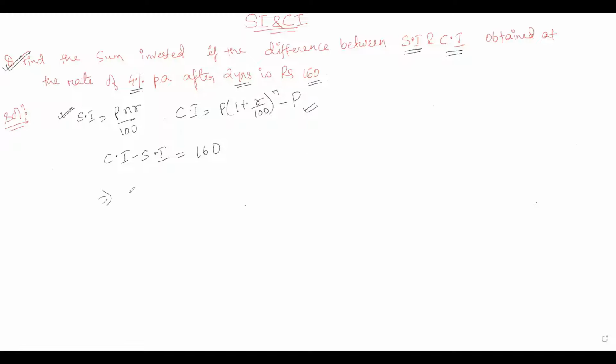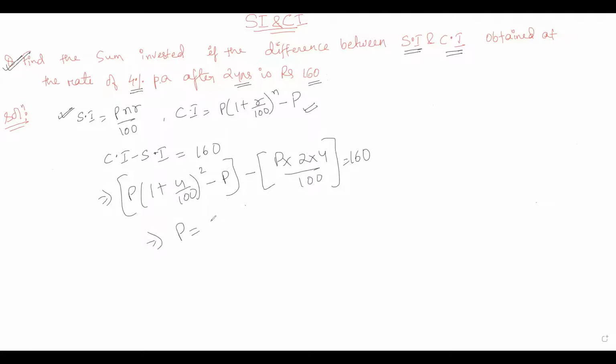So now if we simply use the formula, this is P into (1 plus 4 upon 100) to the power 2 minus the principal, minus SI, which is simply P into 2 into 4 upon 100, which is equal to 160. So if you simply solve this out, you'll be getting the value of P as 1 lakh rupees. So this is one way of solving this question.